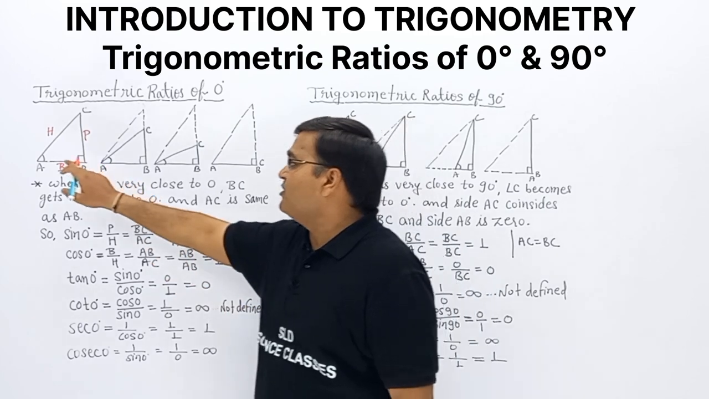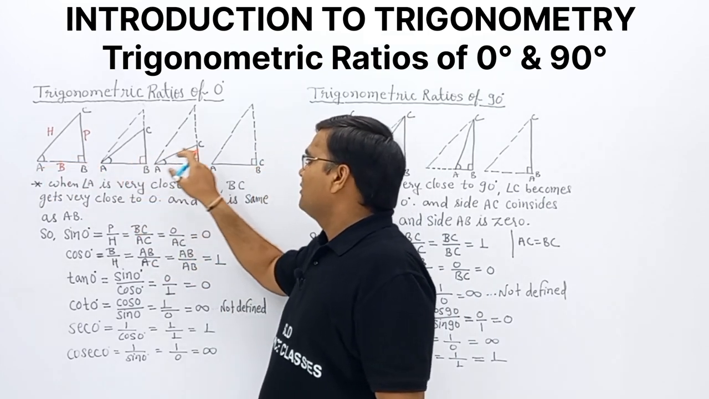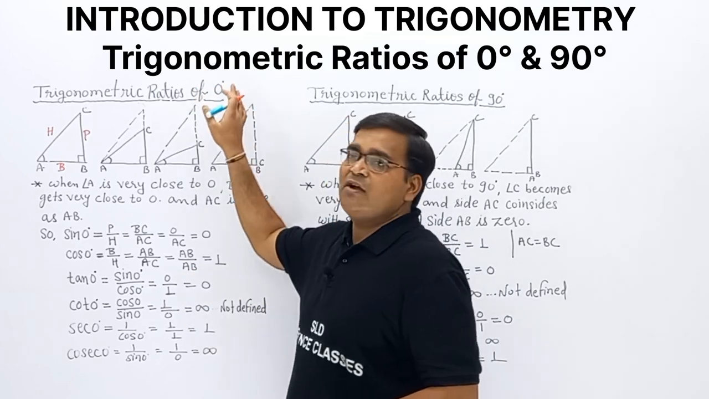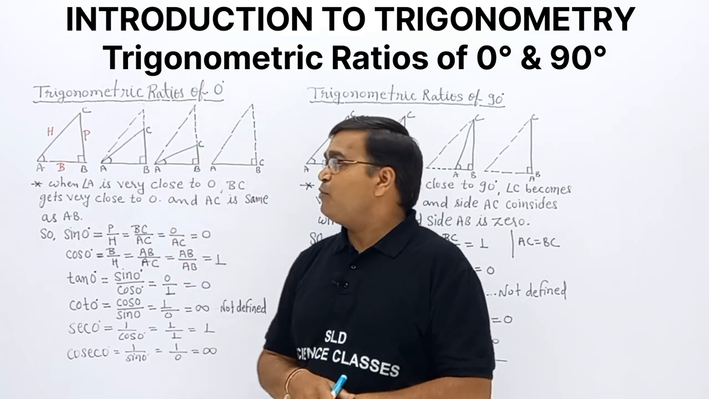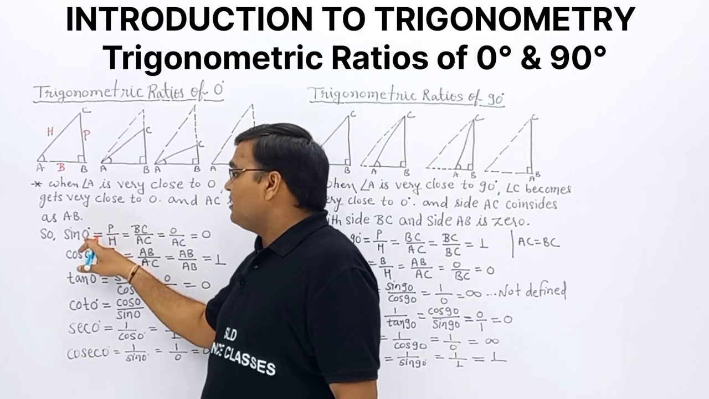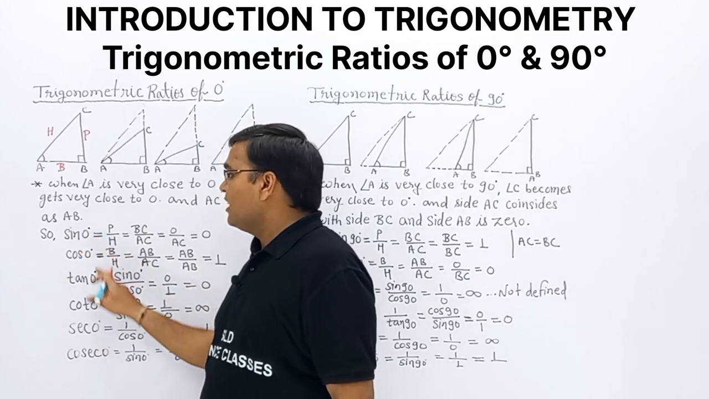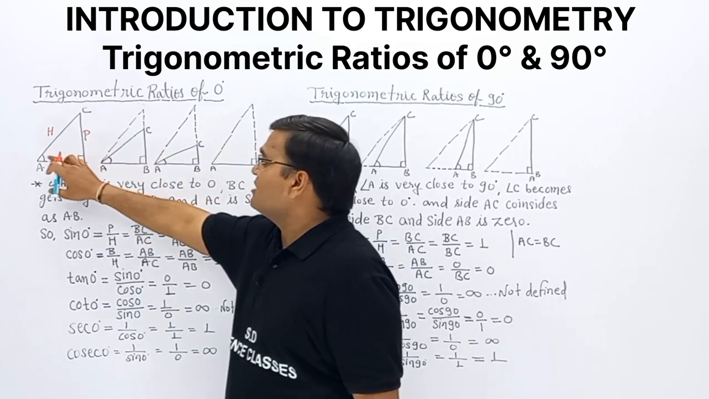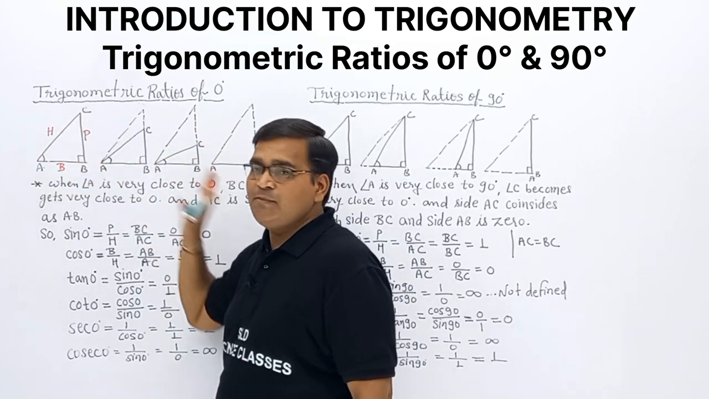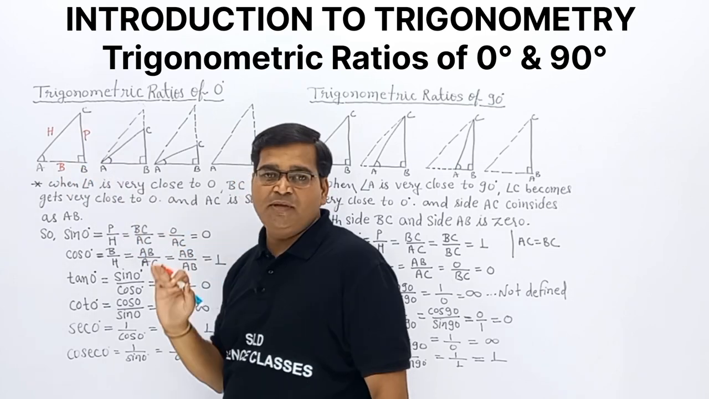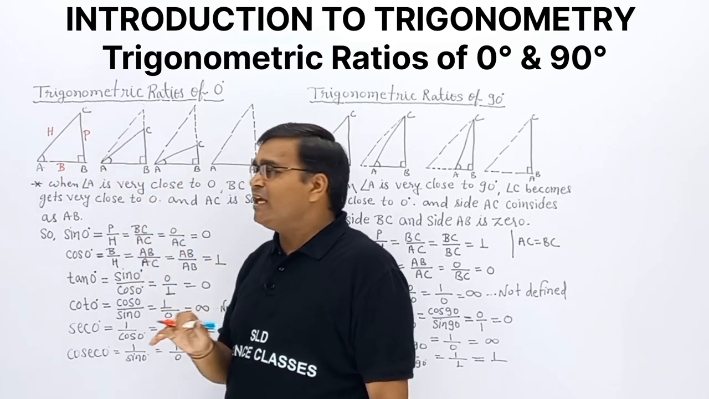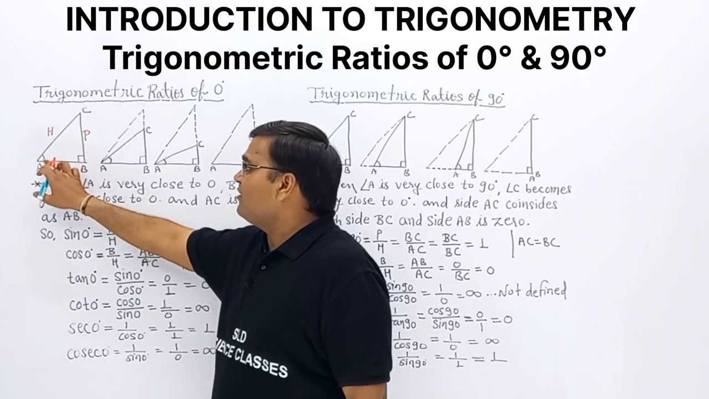Why are we doing this? We want the trigonometric ratios of 0 degree. It means our angle theta is 0. Then this AC will be merged with AB. AC will be equal to AB. AC will coincide with AB, existing together. So AC equals AB.